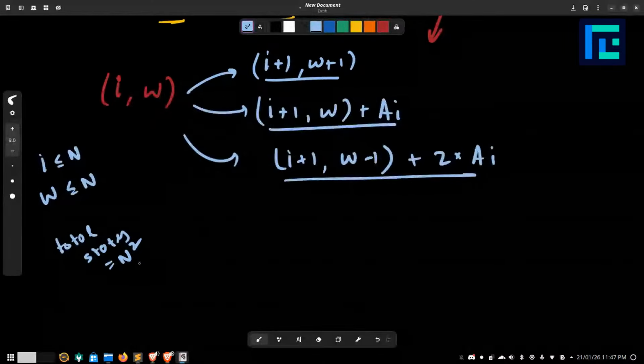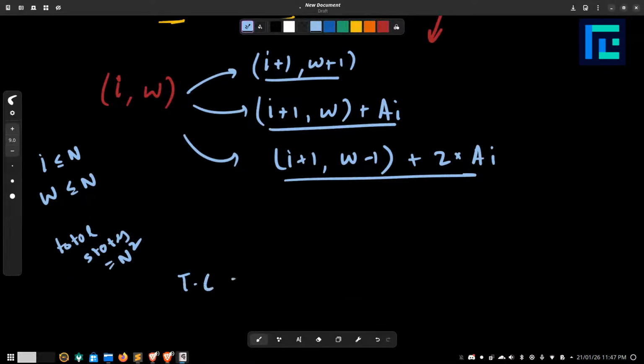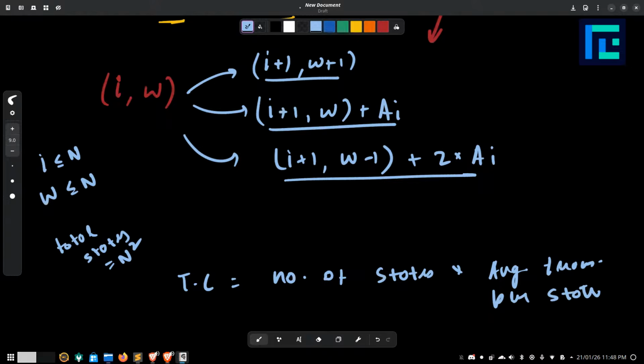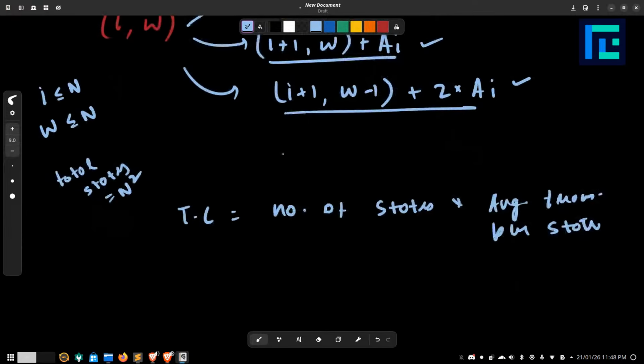So basically our total time complexity will be, there is a formula for time complexity of DP: number of states into average transition per state. Since there are 3 average transitions per state, overall time complexity would be n square into 3, and that is well within the time limit.